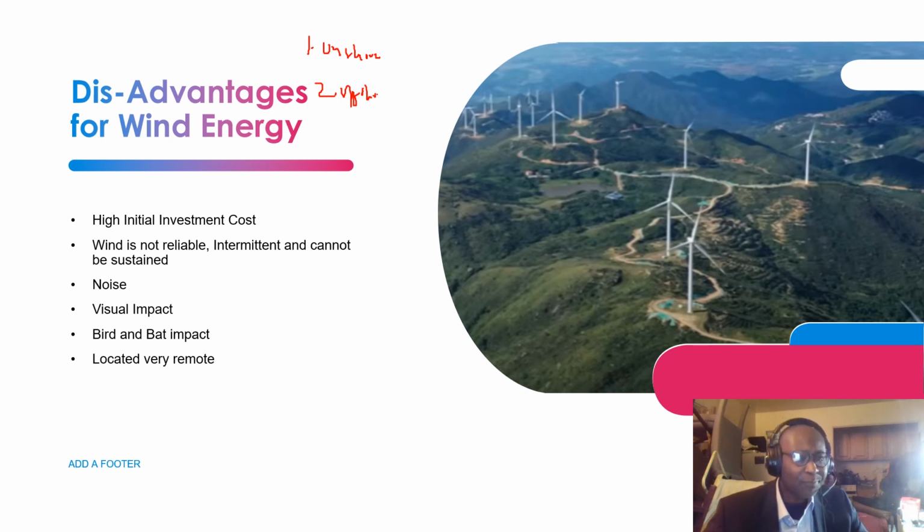So the disadvantage is that it has a high initial investment cost, and that is perfectly true. Think about the cost of each wind turbine. If let's say you have 200 of them, and for each onshore wind turbine, the maximum you can get is about 5 megawatts.